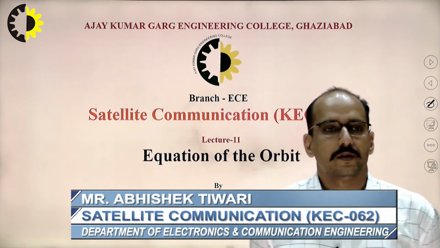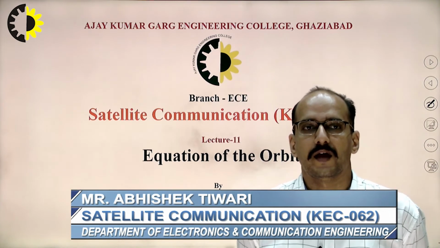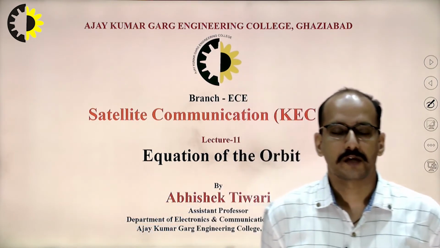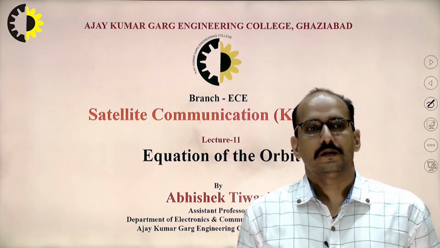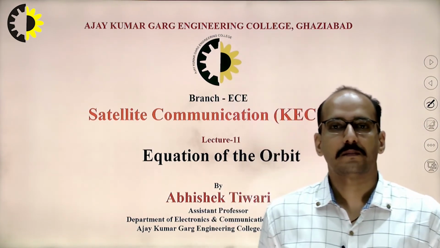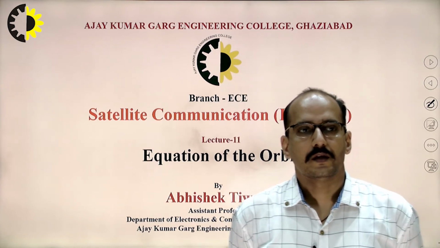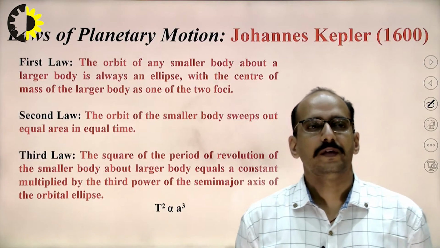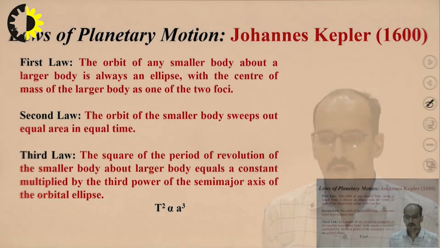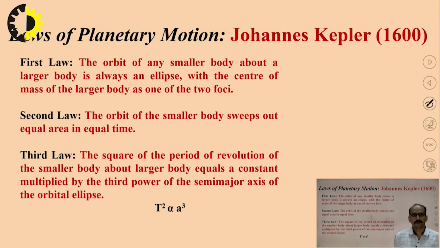Now we are going to start the derivation part of this satellite communication subject, and this equation of the orbit is somehow related to your second unit. In this individual lecture we are basically going to concentrate on the situation and location of the satellite in the particular orbit. So in the coming lectures, we will go through the satellite location in the orbit.